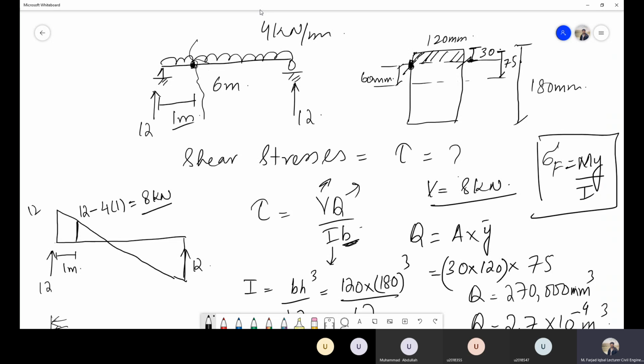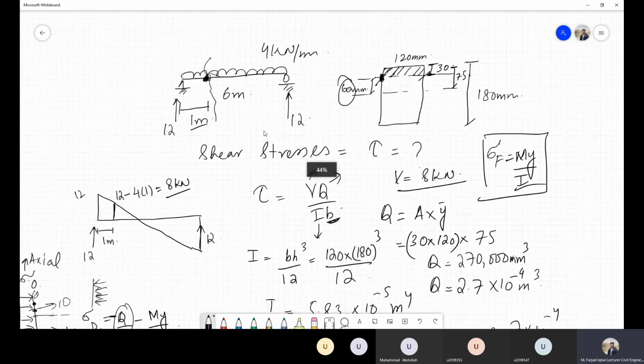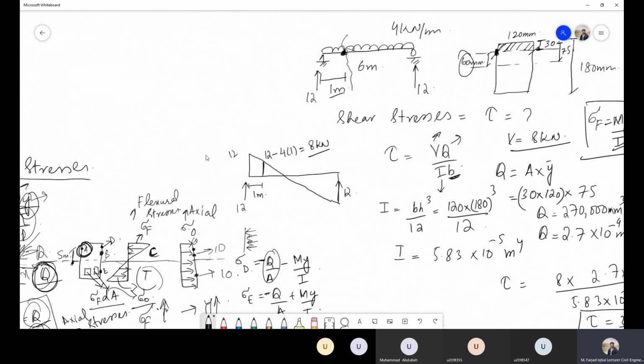For that, what will you do? You will calculate the moment at this particular point. You will calculate the y distance that is given, that is 60 millimeter, and I you already know, and that will be the normal stress at this particular point, and that is the total stress in the case of this particular question. For now, for this class, this is it. In the next class, we will solve one problem related to the combined stresses. If you have any question, you can ask me. No, sir.